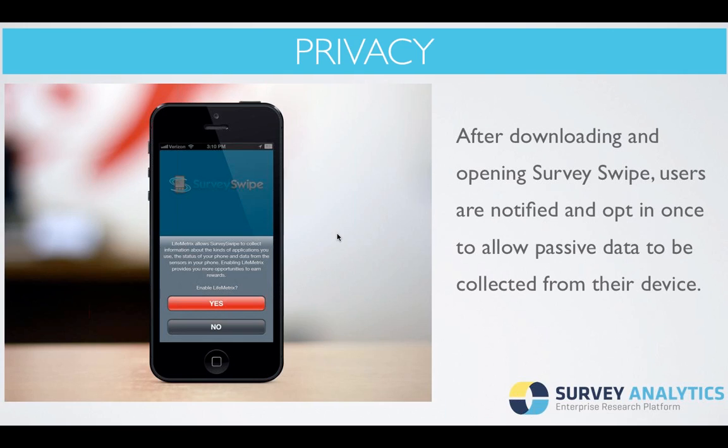With our application, after users have downloaded it, they're notified and opt-in to allow passive data to be collected from their device. We feel it's very important to do this. There aren't, in fact, any real guidelines that I know of concerning passive data. We just think it's important that people know that this data is being collected from them, and they do have the ability to opt out at any time. That is possible via some settings that they can access within the application.